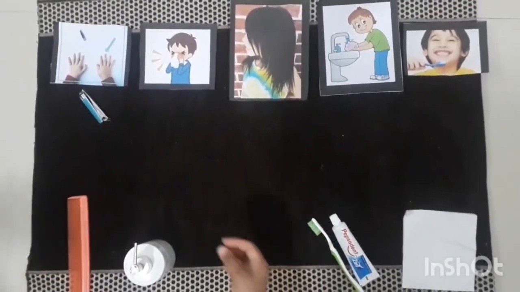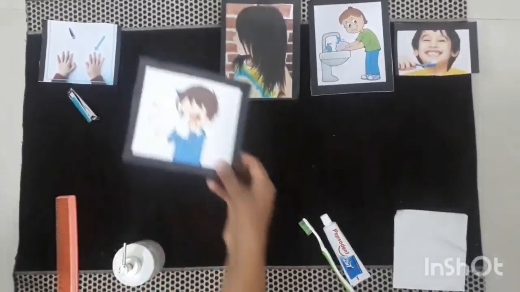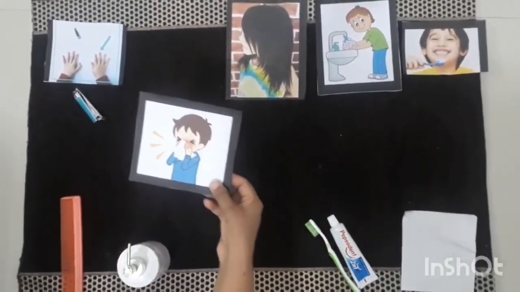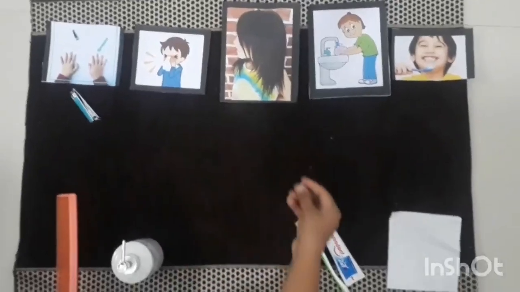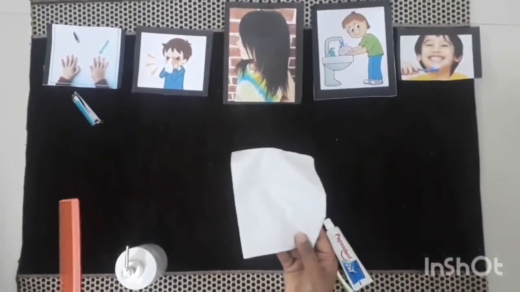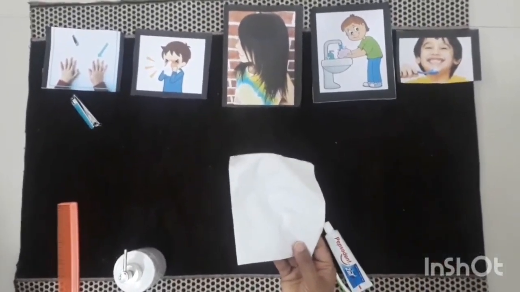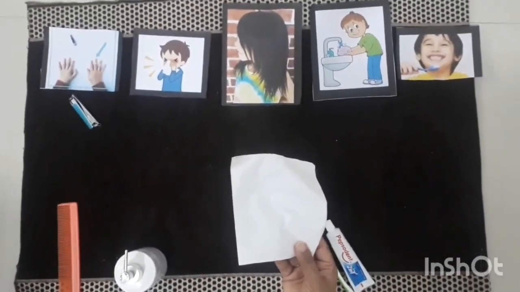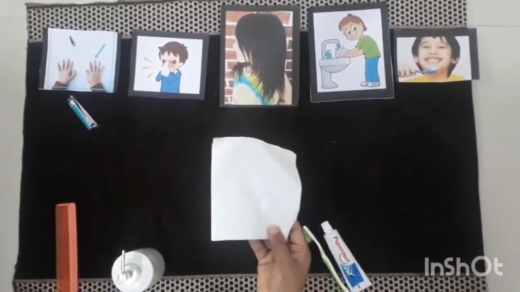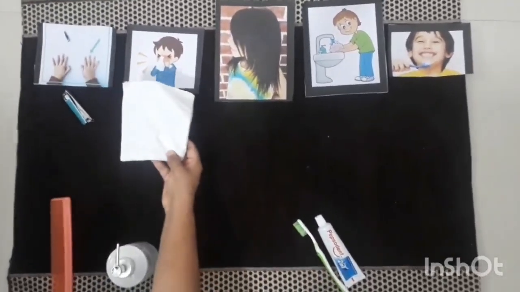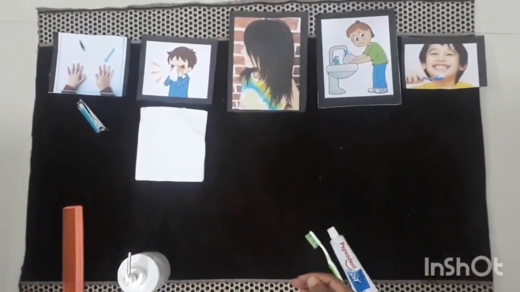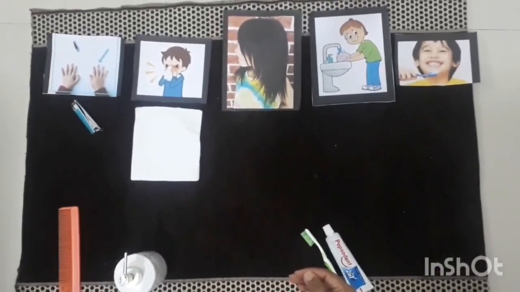Now the next picture is of a boy coughing. Now which object we should use to cover our mouth while coughing or sneezing? Yes, we should use a handkerchief or tissue paper to cover our mouth and nose. So we will match tissue paper with the picture of the boy coughing.